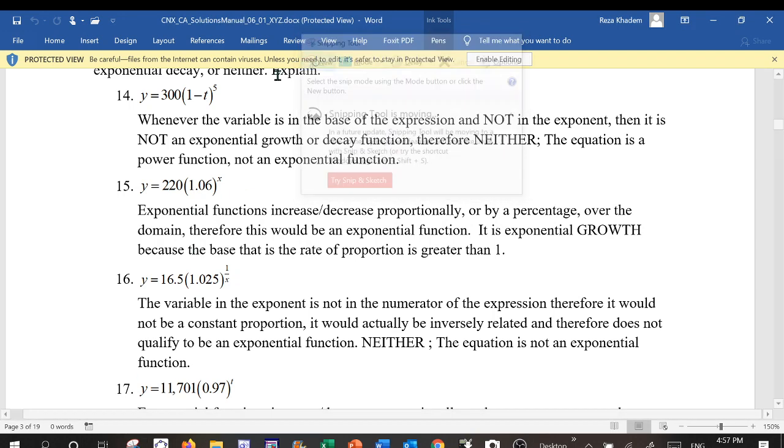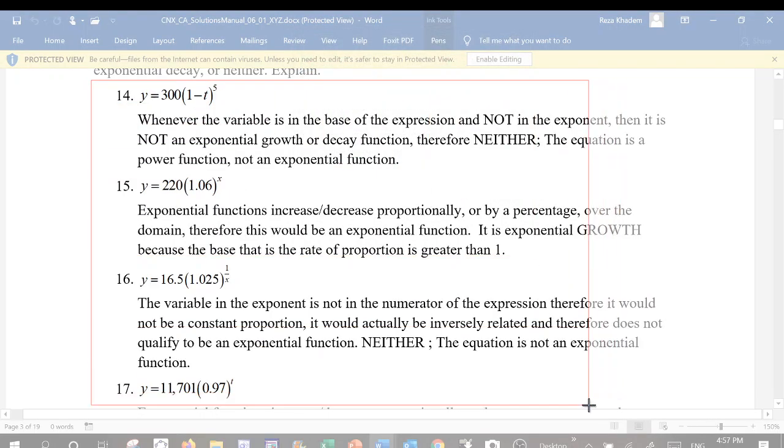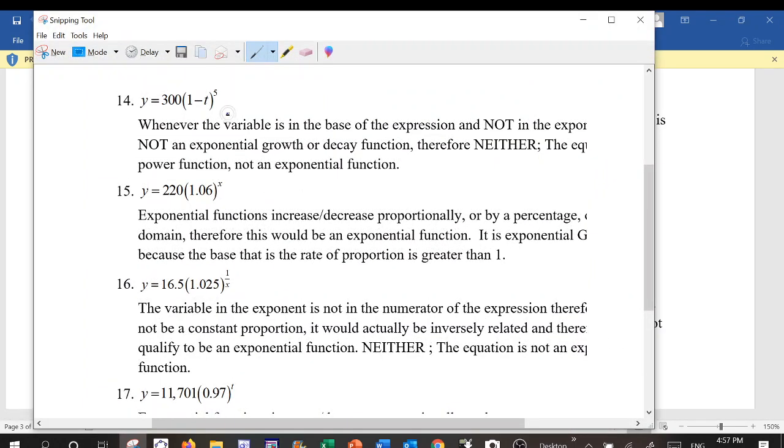So let me look at all four of them at the same time. This one right here doesn't look like a number to a variable. It looks like a variable to a number. So that's not exponential, right? So not exponential. Now what about this one? Well, this one does look exponential because it's the base to a variable. So this one is exponential, and it's exponential growth because this number is greater than 1.